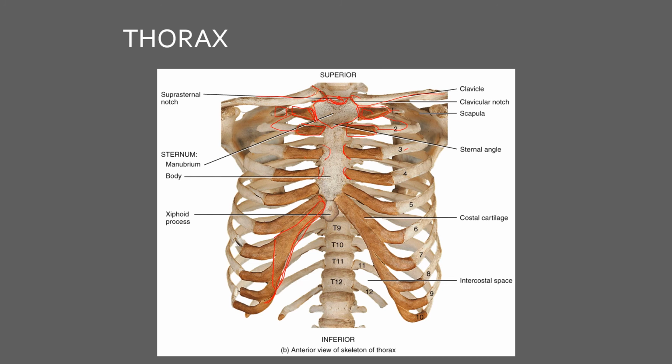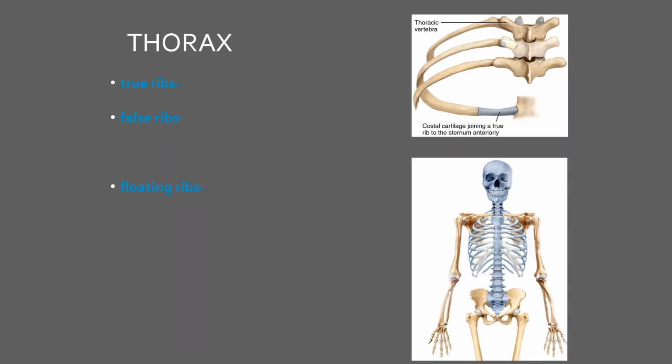All right, so that's ribs 6 through 10. And then at the very bottom, the last two ribs, because you have 12 ribs, these are called floating ribs because they don't actually make contact with the sternum. And then there's your xiphoid process. We probably have a slide on this.